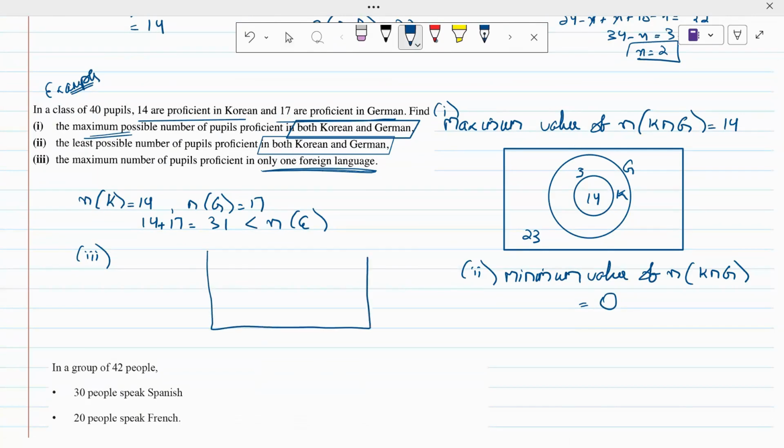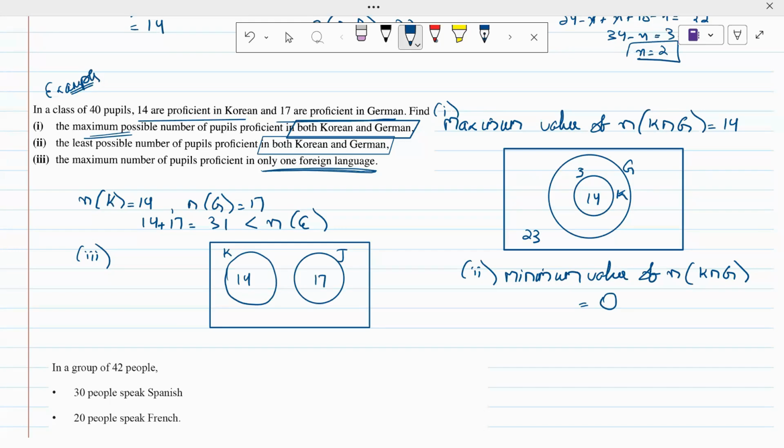Otherwise, only values cannot be maximum. So this is only possible when you have disjoint sets for both Korean and German, because they're talking about only one foreign language. So only one foreign language means we'll take these values to their maximum. So 14 here for Korean and 17 here for German. This is how they can have their maximum values with the disjoint sets.